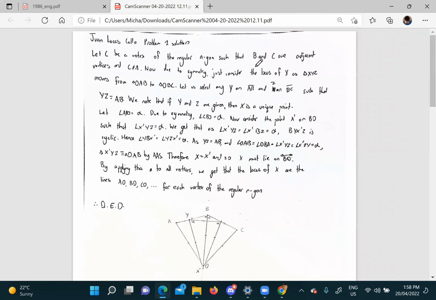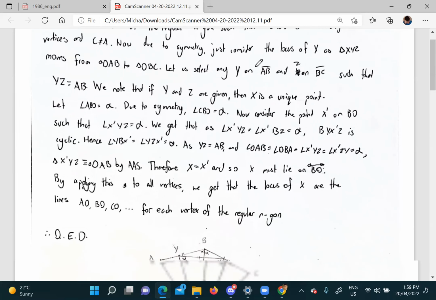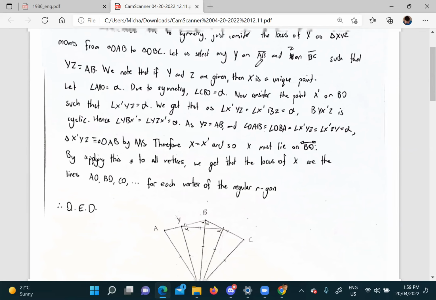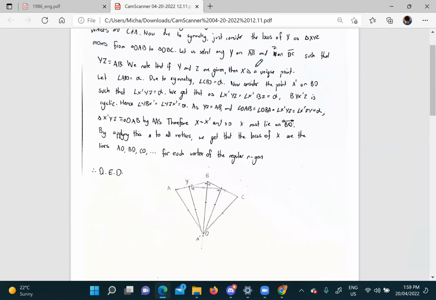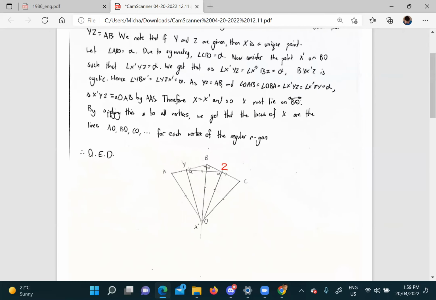Let C be a vertex of the regular n-gon such that B and C are adjacent vertices and C is not A. Now, due to symmetry, just consider the locus of X as XYZ moves from OAB to OBC. Let us select any Y on AB and Z on BC such that YZ equals AB. We note that then X is a unique point. Does his diagram help? He has a diagram at the end. He didn't even label Z. Okay, there you go.